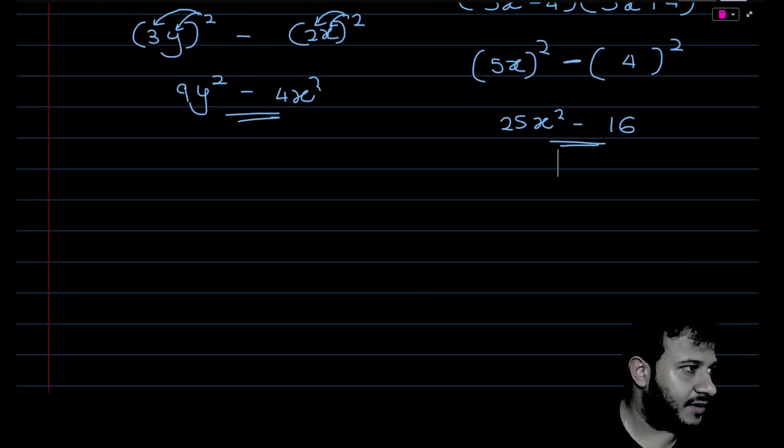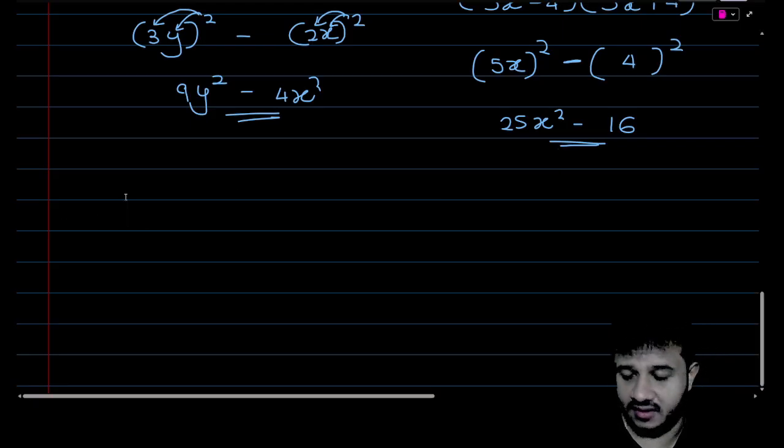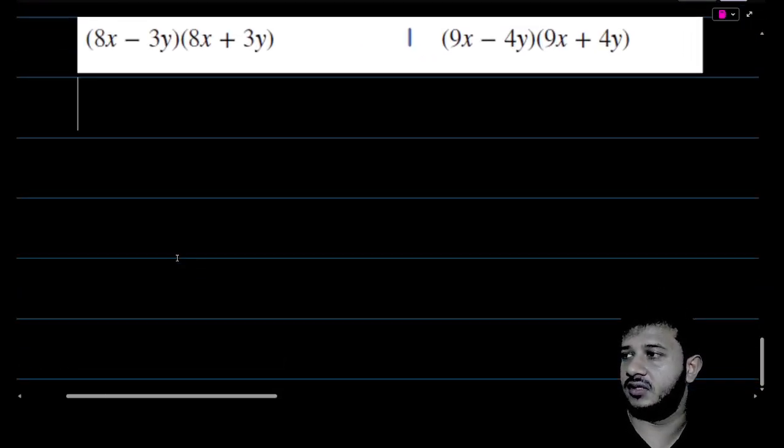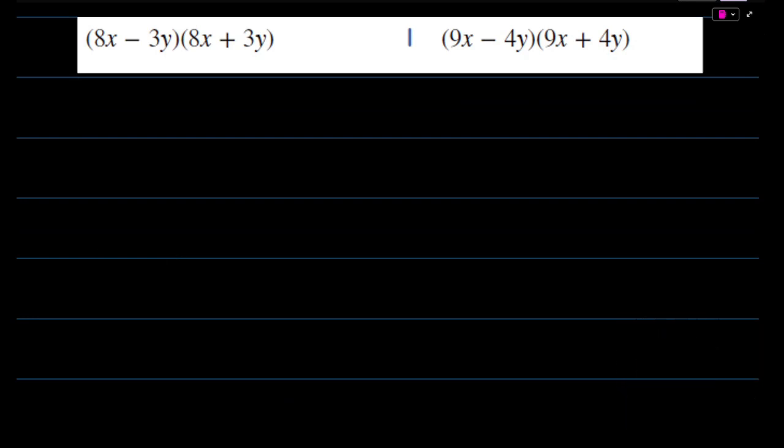Okay. Let me give you one more question. Now, this is an interesting one. Do these two questions and then we will jump to the next. Once you're done with the answers, let me know. First one is 64x square minus 9y square. And then the other one is 81x square minus 16y square. Perfect.